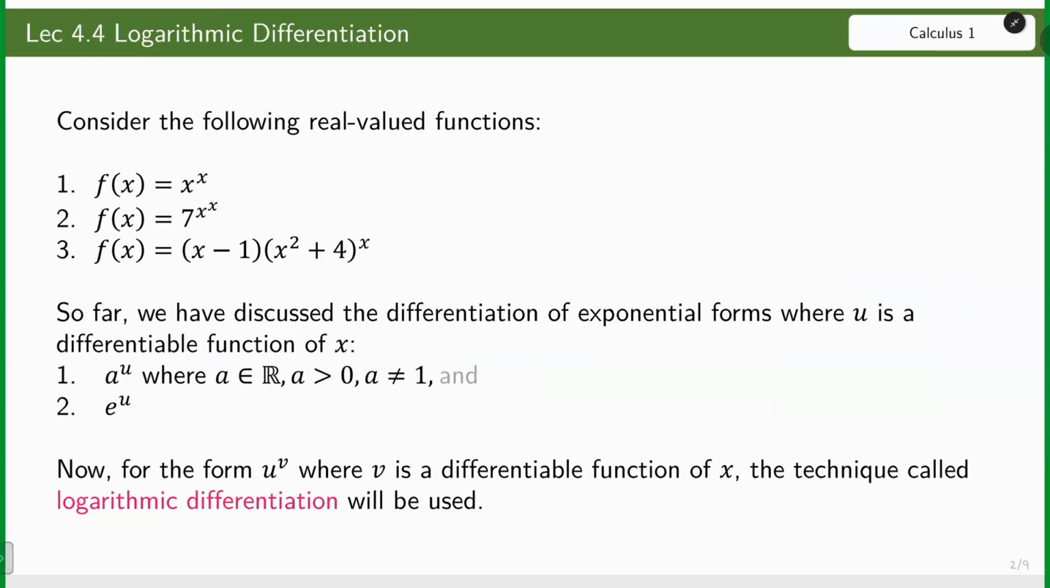So far, we have discussed the differentiation of exponential forms where u is a differentiable function of x. We have discussed a raised to u, where a is a positive real number not equal to 1, and e raised to u. Now, for the form u raised to v, where v is a differentiable function of x as well as the u, the technique called logarithmic differentiation will be used.